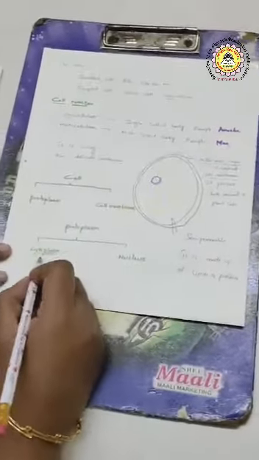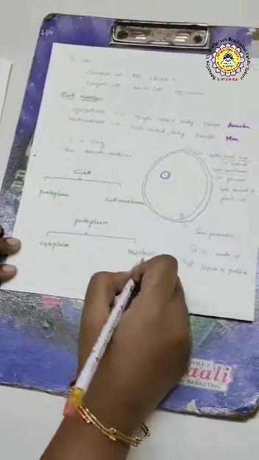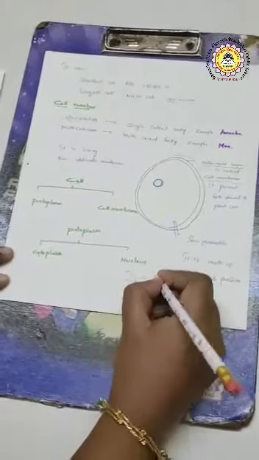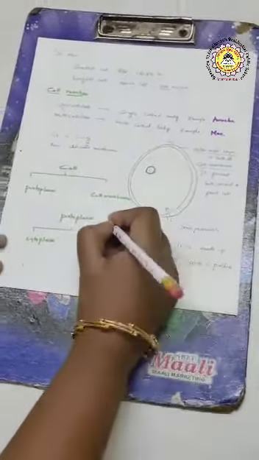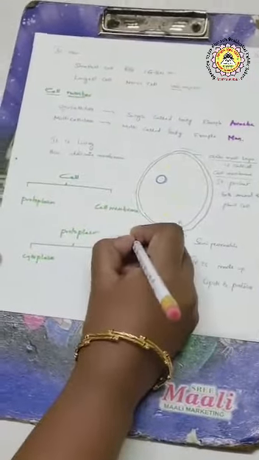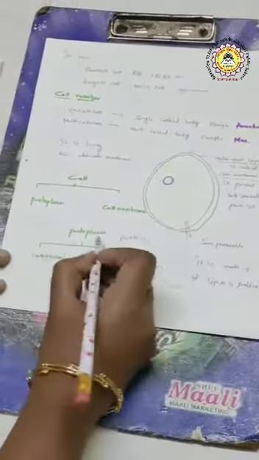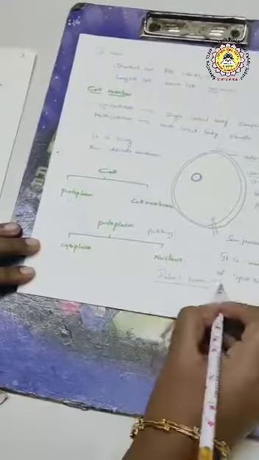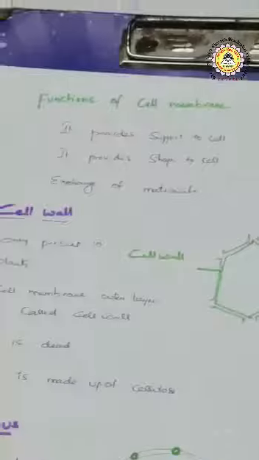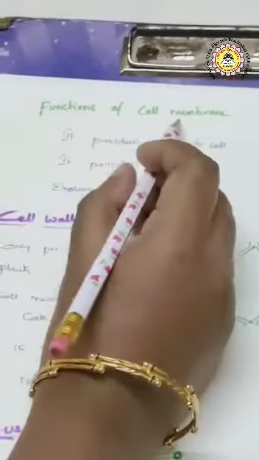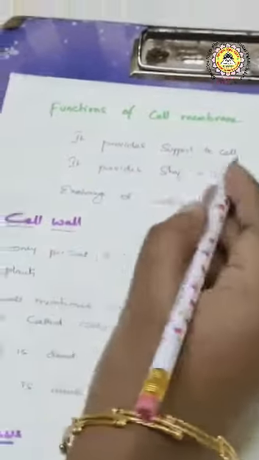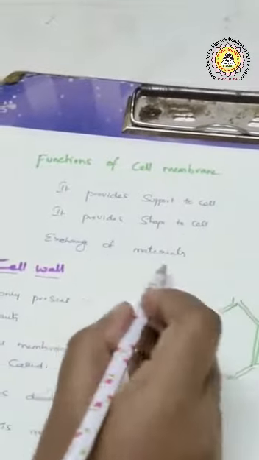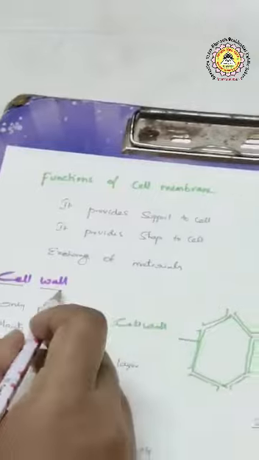Protoplasm is divided into cytoplasm and nucleus. Protoplasm was discovered by Purkinje. The nucleus was discovered by Robert Brown. Functions of the cell membrane: it provides support and shape to the cell, and it allows exchange of materials.